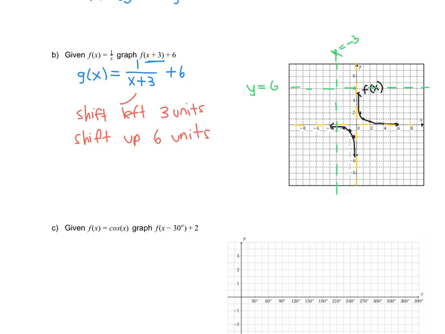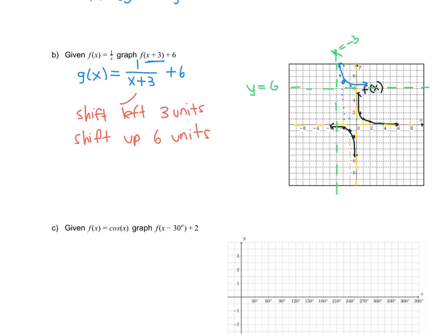Now I'll go ahead and shift all of those key points. So I'll start with my (1, 1), and I'm going to move it to the left 3, and then up 6. So here's my new point. And then I'll do the same for the other 2 points. And then I'll connect. And now I'm going to follow these new asymptotes when I connect the dots. And then I'll do the same for that left curve.